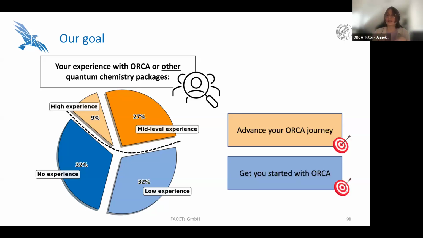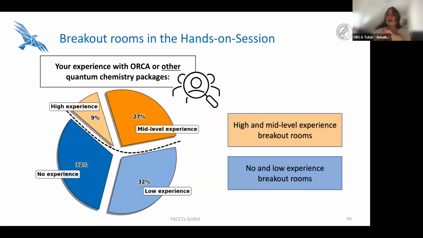And we're going to do that by creating different breakout rooms. So we are going to have high and mid-level experience breakout rooms, and also no and low experience breakout rooms. You probably know best where you fit in, depending on how you felt in the questionnaire, but also now, based on what I just showed.